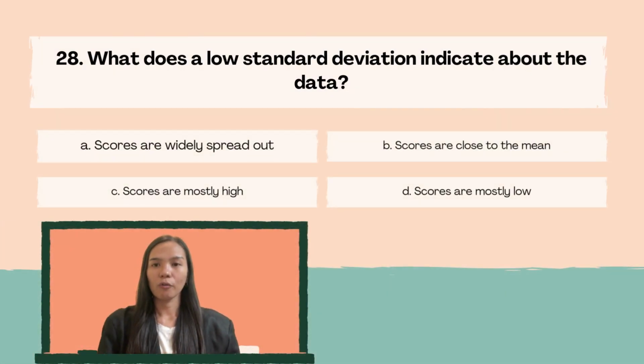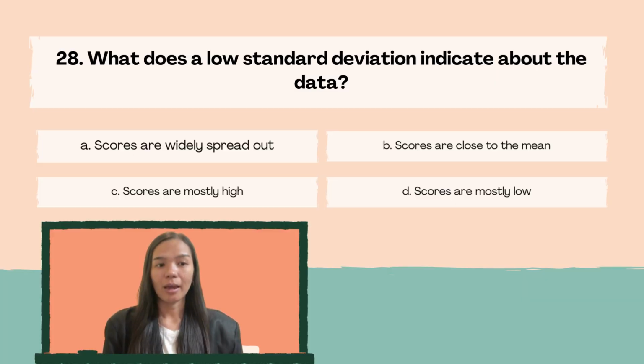For question number 28, what does a low standard deviation indicate about the data? A. Scores are widely spread out. B. Scores are close to the mean. C. Scores are mostly high. And D. Scores are mostly low. You have 15 seconds to answer.